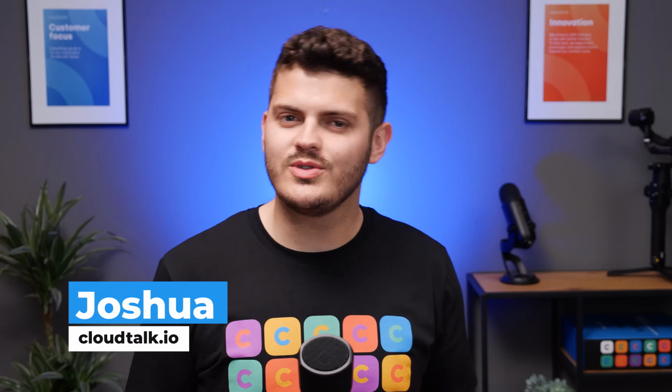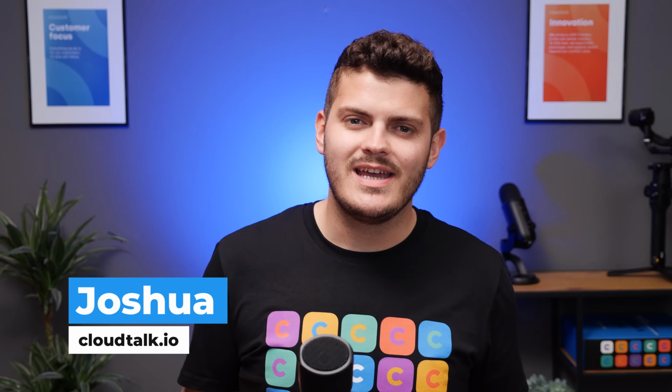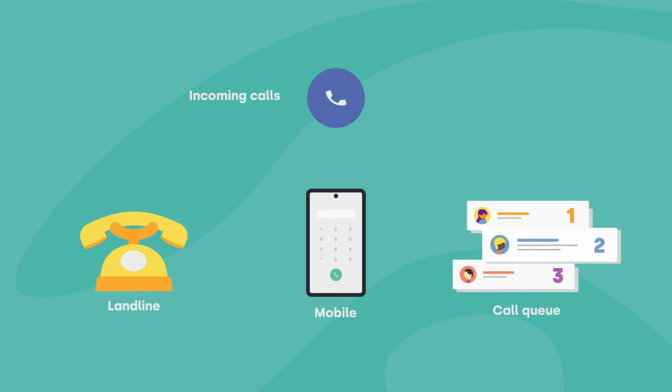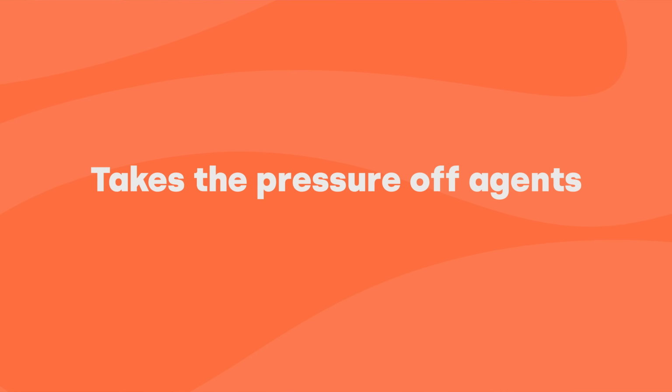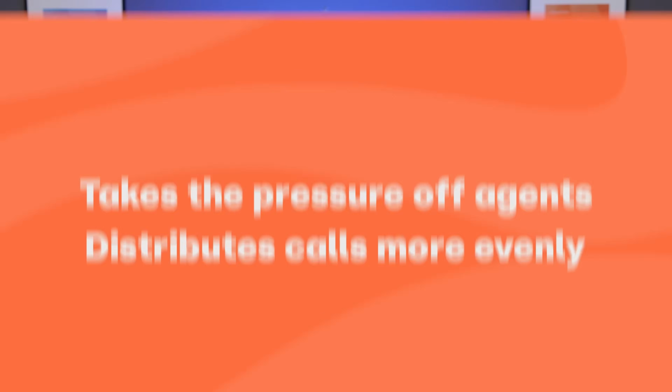Call forwarding, or call diverting as it is sometimes known, is a telephony feature that allows you to reroute incoming calls to any mobile, landline or call queue. It's particularly useful for taking the pressure off of your agents and dividing the workload evenly so that the callers get the attention they need and every inbound call is handled.